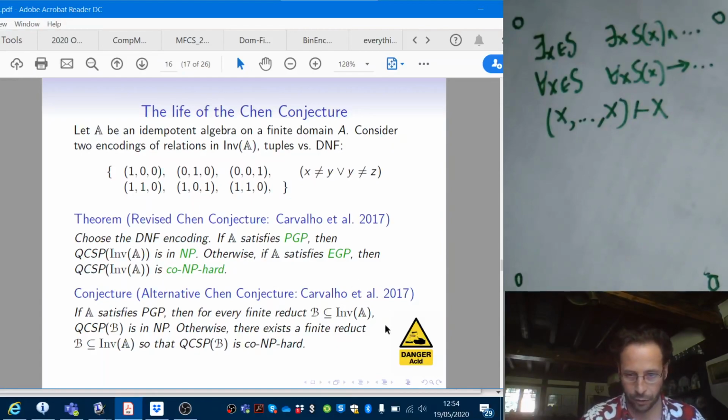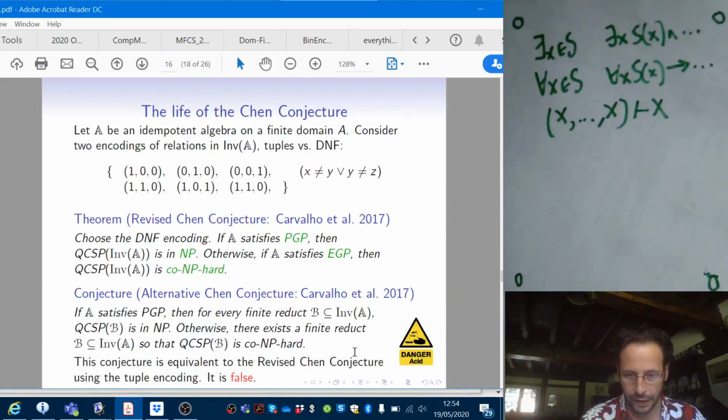Another version of the Chen conjecture is essentially this version, but where we look at every finite reduct. So we say if there's PGP, then every finite reduct of the invariance is in NP. Otherwise, there is a finite reduct so that the QCSP is co-NP-hard. In fact, this is equivalent to the revised Chen conjecture holding on the tuple encoding, and actually we know it's false. So let me talk a little bit about the proof of what's going on.